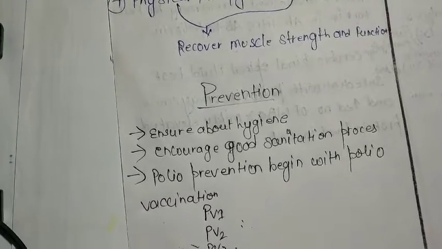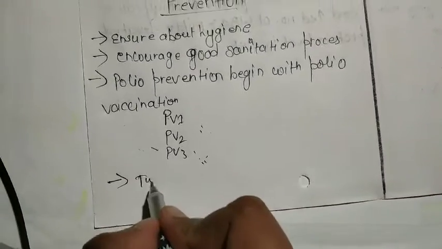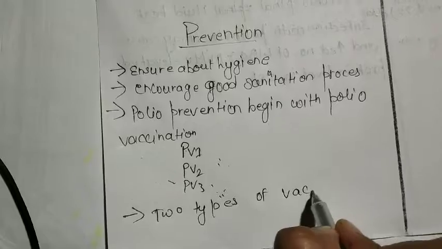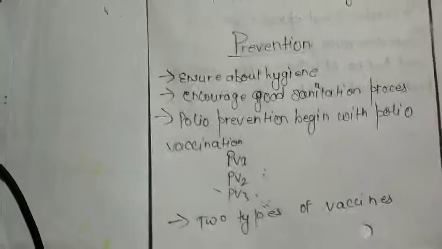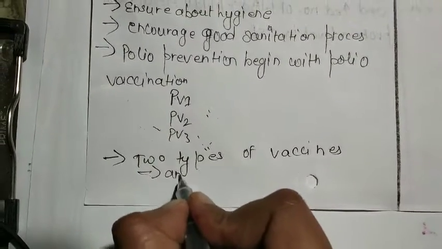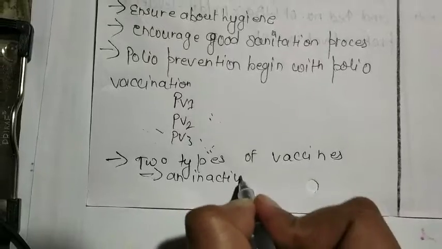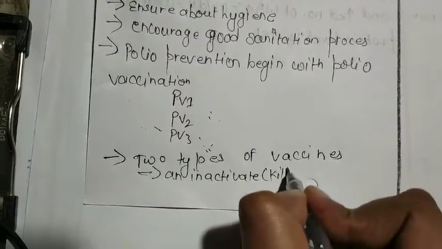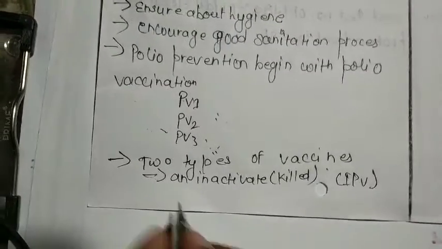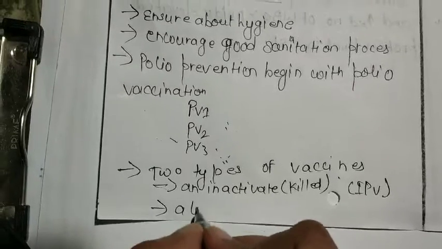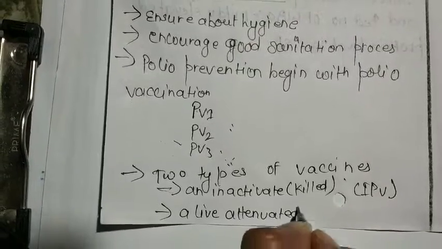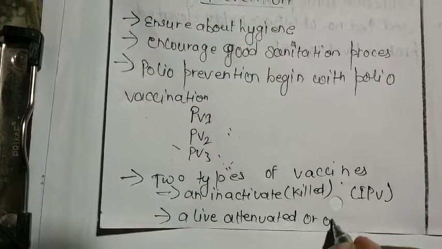There are two types of vaccines available. First is the inactivated or killed polio vaccine, that is nothing but IPV. And the second one is the live attenuated vaccine or oral polio vaccine.